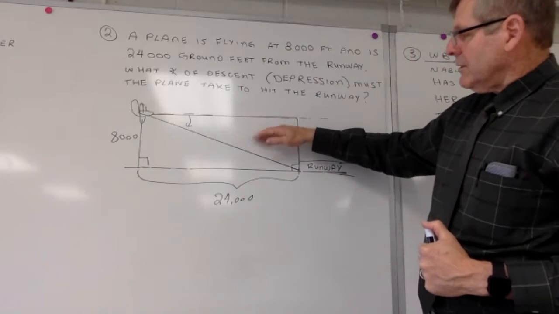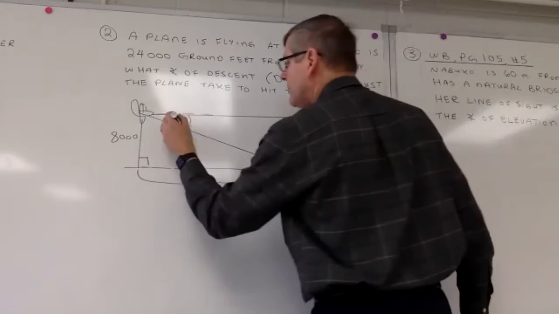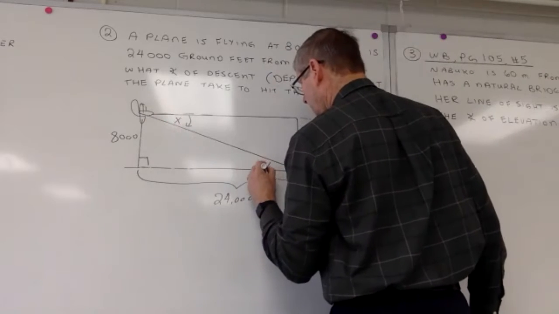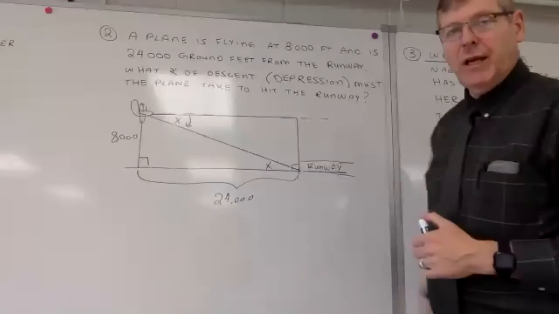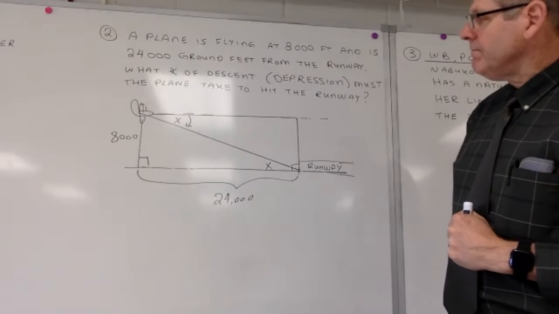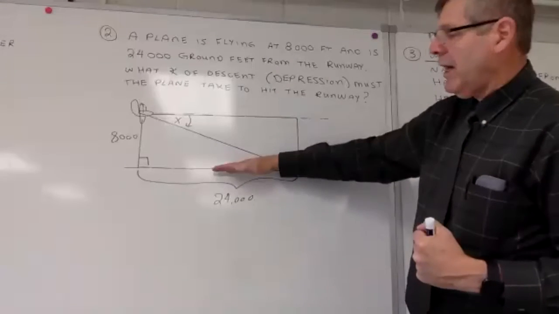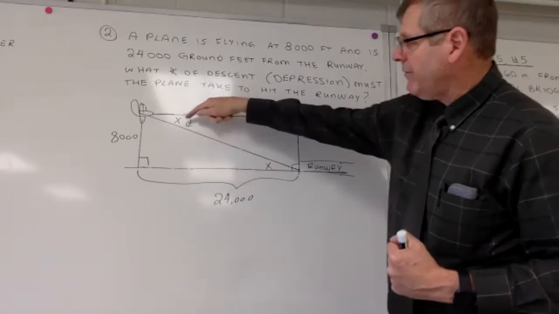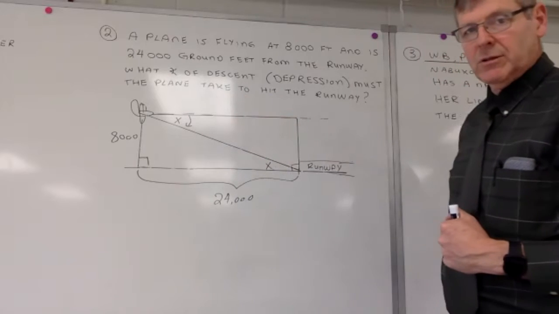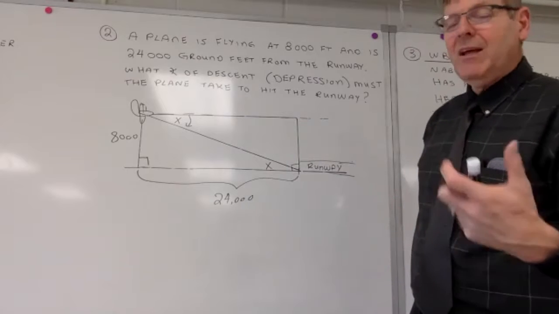Let's take a look at this. This angle I'm looking for, let's call it X. Isn't that angle the same as that angle? Would these two angles be the same? Yes, because aren't these parallel lines? Parallel lines cut by a transversal have congruent alternate interior angles. Okay. So now I'm set up to work this problem either way.